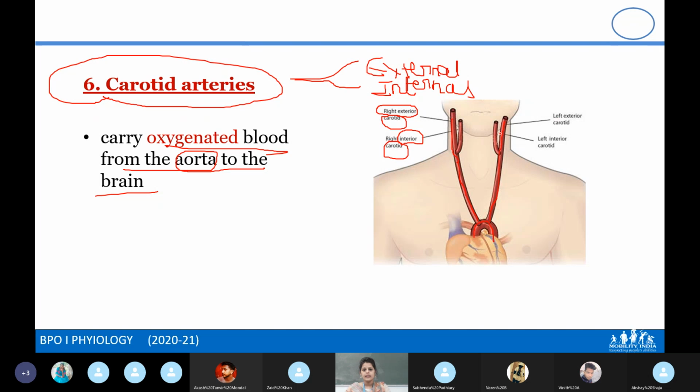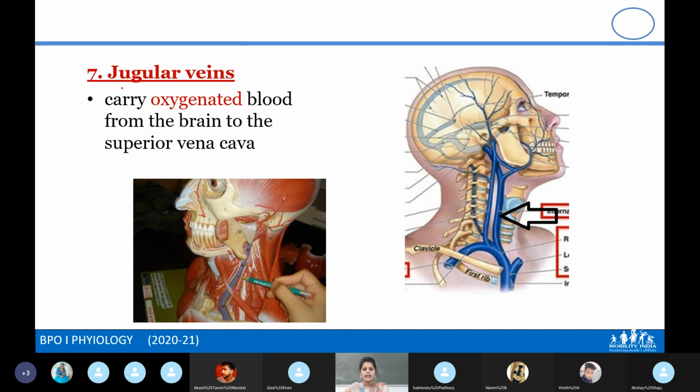So on both sides there are two branches of the carotid artery, external and internal. One goes to the brain and another supplies the face. Next is the jugular vein. The carotid artery takes blood to the brain. Now from the brain, blood has to come back, right? So that is with the help of the jugular vein.